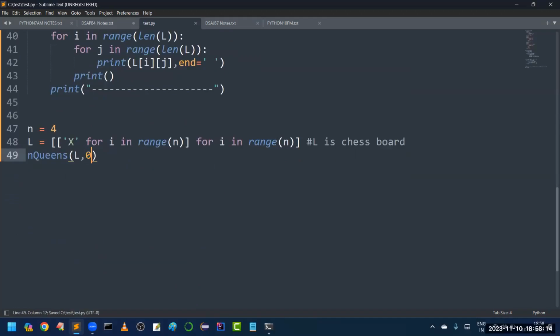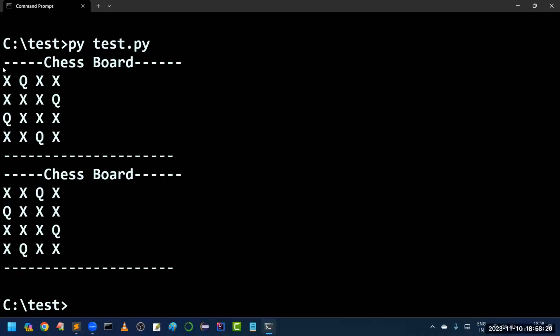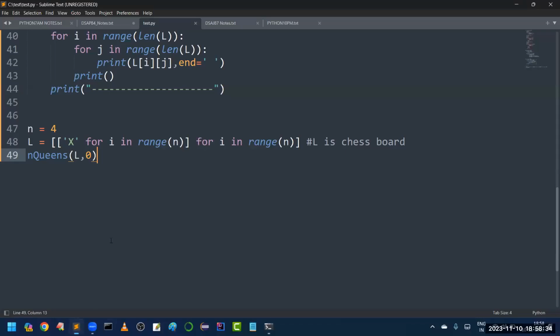From which row we have to start printing? From the 0th row. Now what will happen? You can verify. Sir, this is the first solution for 4 by 4 matrix, for 4 by 4 chessboard. And this is the second solution. I think in yesterday's class, I explained very clearly about these things. Okay. So please confirm, is this solution clear for you people?